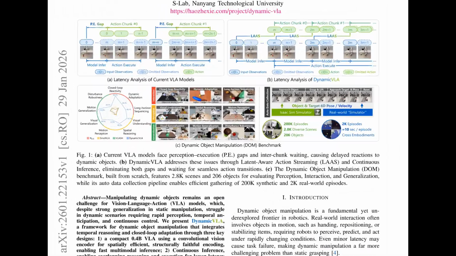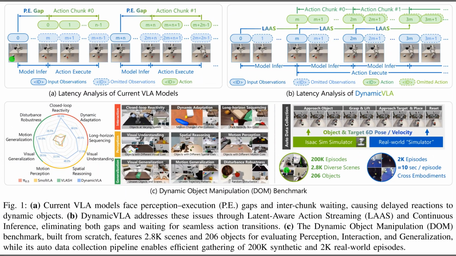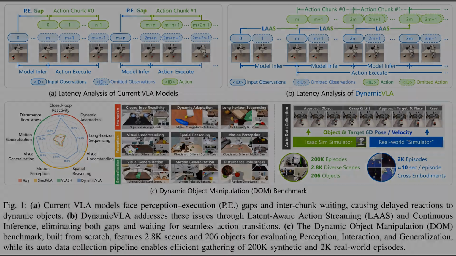Figure 1 breaks down the latency challenge. In panel A on the top left, standard models suffer from what the authors call perception execution gaps, where the robot effectively pauses to process images before moving again. To solve this, panel B shows how DynamicVLA employs continuous inference, allowing the model to compute future actions simultaneously while executing current ones. At the bottom, panel C outlines the new dynamic object manipulation benchmark, where the radar chart reveals how this method outperforms baselines like SmolVLA and Flash across diverse interaction tasks.